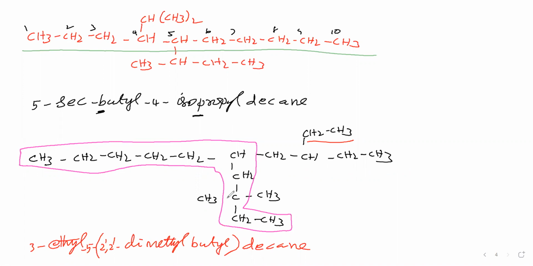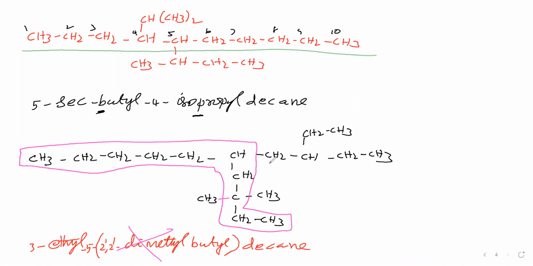So the parent chain is this one. Therefore, the earlier name is wrong, because the number of branches is 3 if we select like this. If we select like this, the number of branches is 3, therefore like this only we have to select. Now the number of branches is 3, and one branch is a complex substituent. Therefore, how to name this one, that we'll see. How to name this complex substituent.